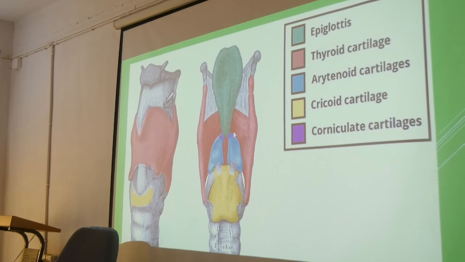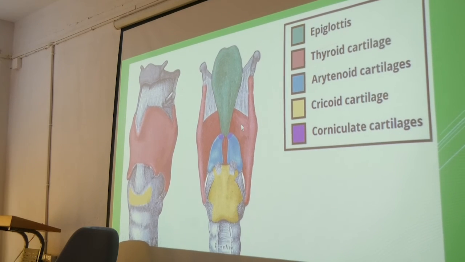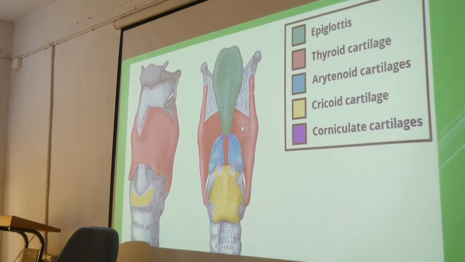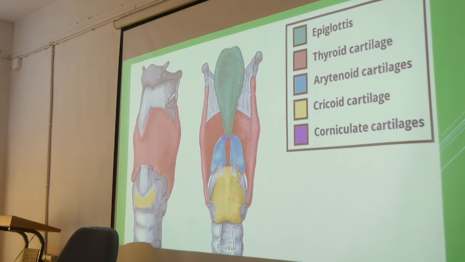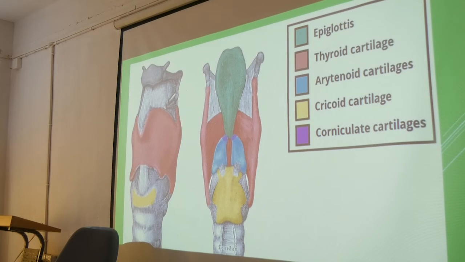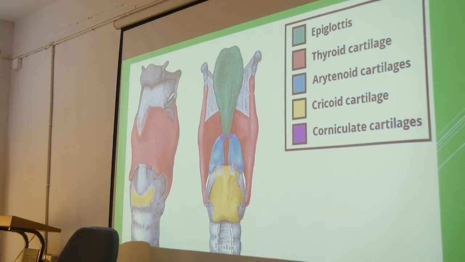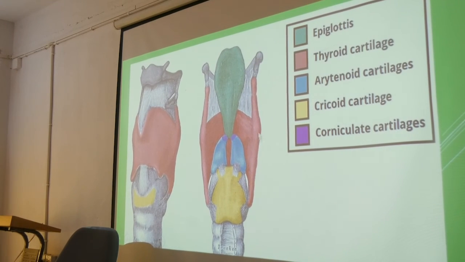What is this space? What is this place called? Common site for lodgement of fish bone. If you eat fish, the bone gets stuck there. Pyriform fossa. It is pyriform fossa. So you could see this is the pyriform fossa.